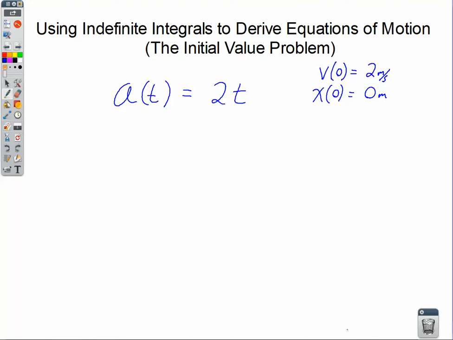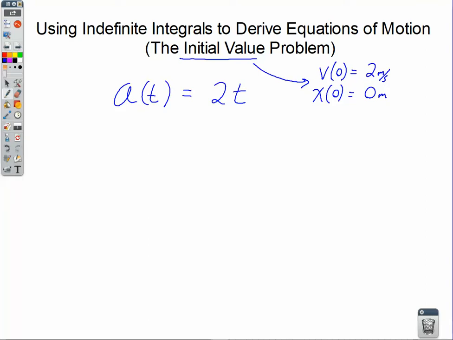And welcome. In this lecture video, we are going to look at how to use indefinite integrals to derive equations of motion for one-dimensional motion. And these are largely called a class of problems called initial value problems. All right. So here I have a non-constant acceleration. It depends on time. And I have two initial values. So over here on the right-hand side, that's what these guys are. I have my velocity at time 0 is 2 meters per second, and my position at time 0 is at the origin at 0 meters.